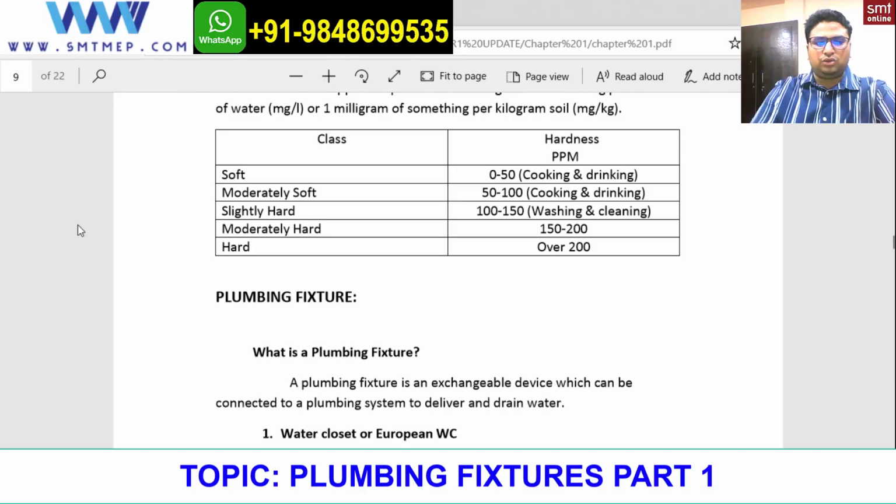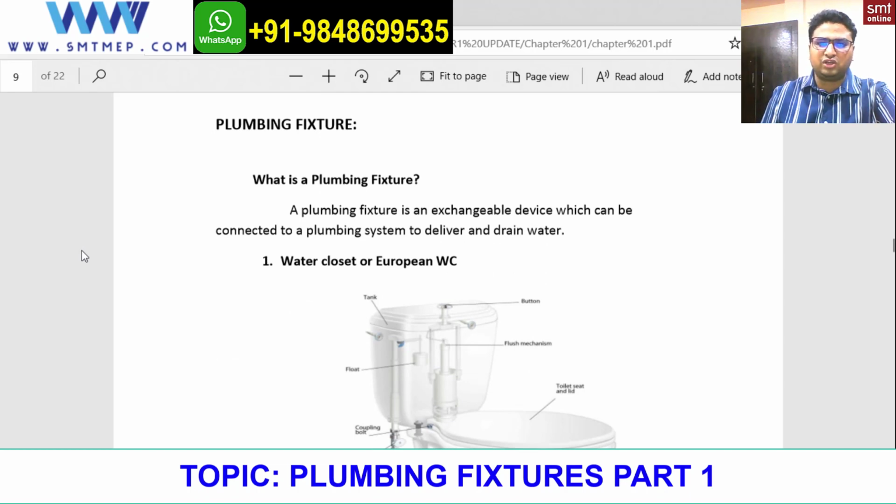Now let's talk about plumbing fixtures. A plumbing fixture is an exchangeable device which can be connected to a plumbing system to deliver and to drain water.